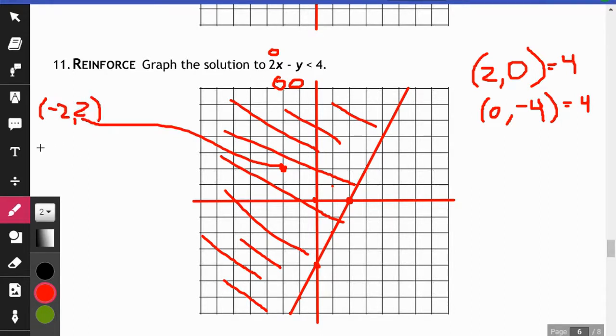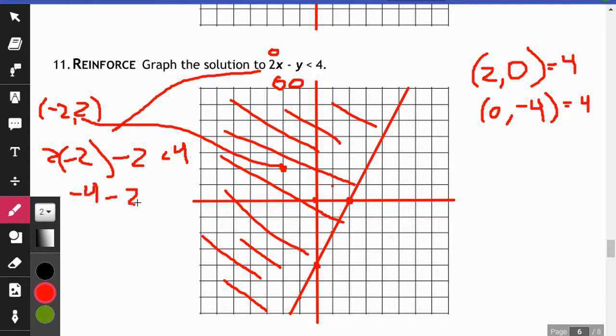That's going to be 2 times -2 minus 2. Is that less than 4? Well, 2 times -2 is -4. Minus 2, that's -6. -6 is definitely less than 4. That's the type of math we're doing.